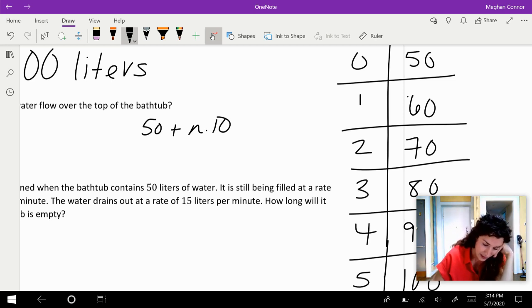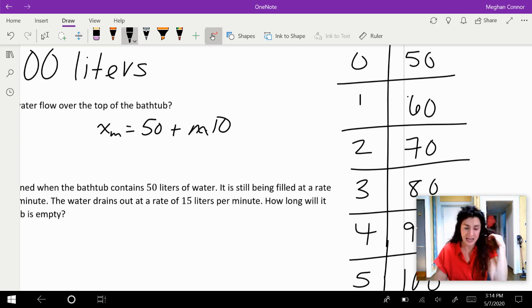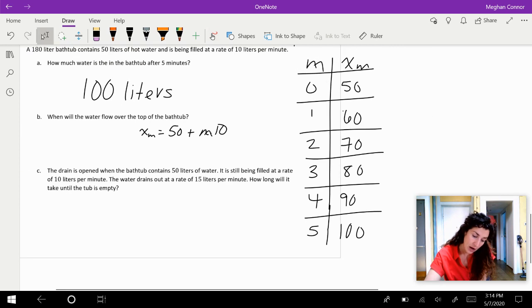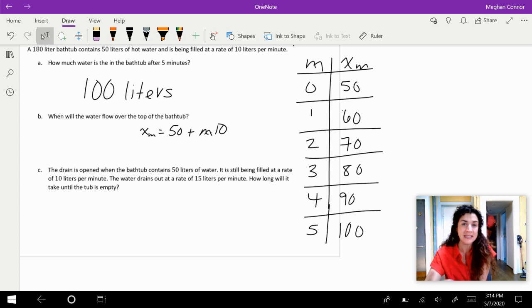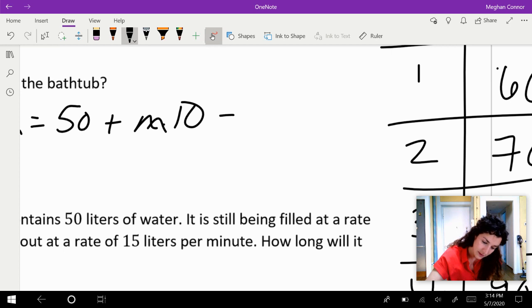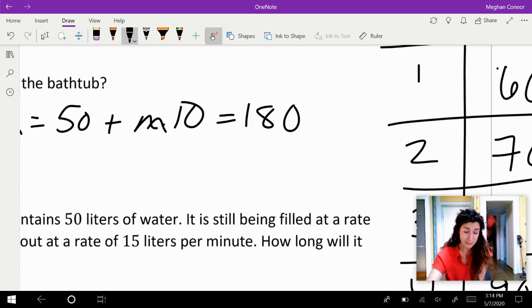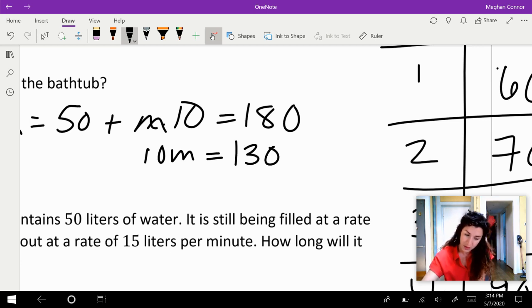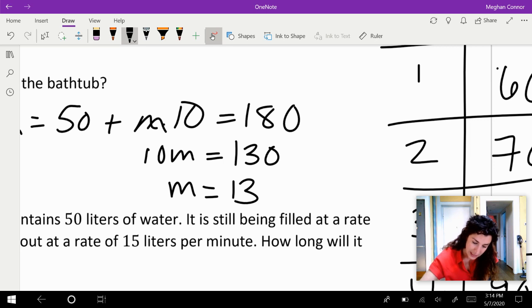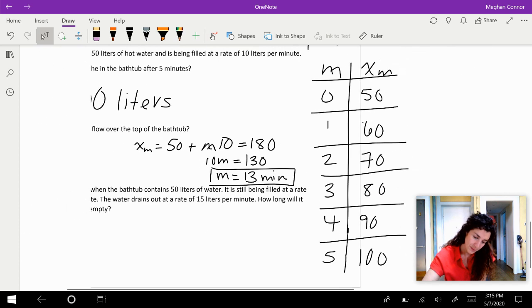Okay, so x sub m equals, and I forgot that that's an m, not an n. So 50 plus m times 10, or 10m plus 50, however you'd like to write it. Now, if we're trying to figure out how long until the water flows over the bathtub, we need to set this equal to the capacity of the bathtub, which is 180. So I'm going to subtract 50 from both sides and get 10m equals 130, which means that m equals 13. So 13 minutes is when it will start to overflow.